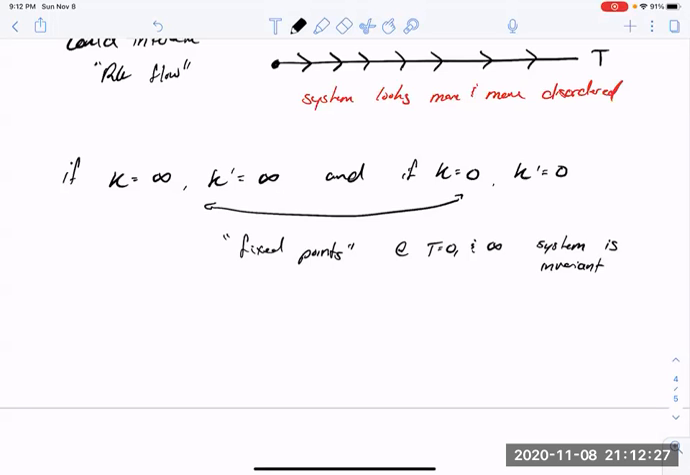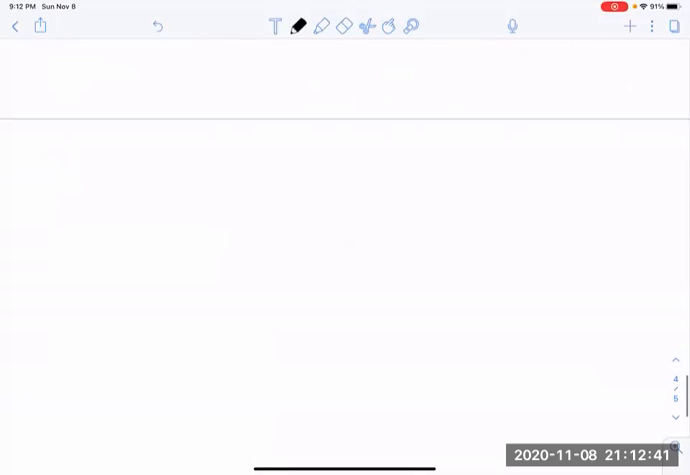Those aren't exciting fixed points, but those are fixed points. If we iterate this map, look at larger scales, only if we start at 0 temperature or infinite temperature will the system continue to look the same. All right, that's the warm-up.